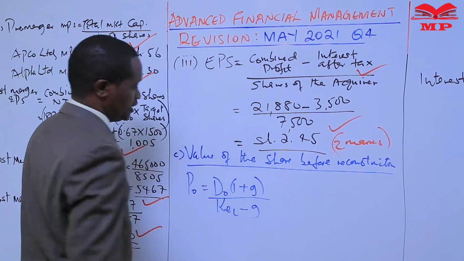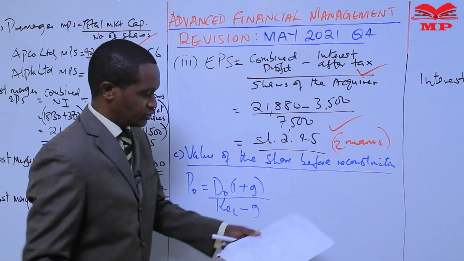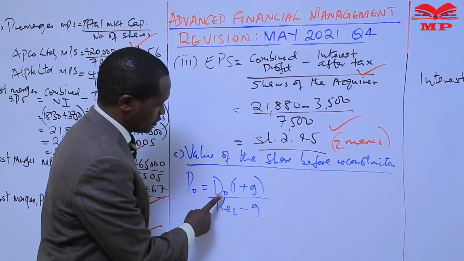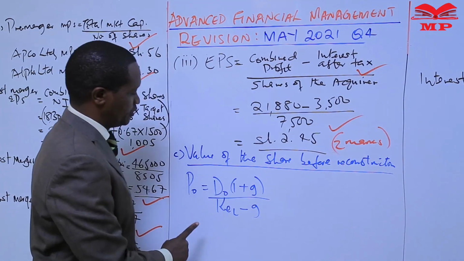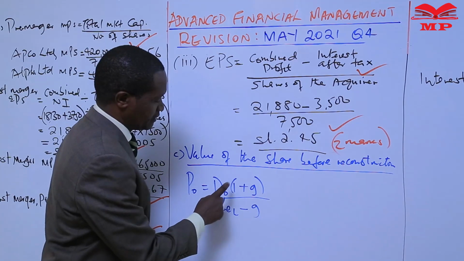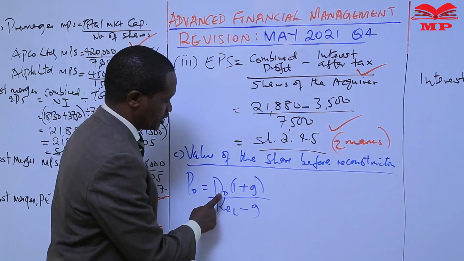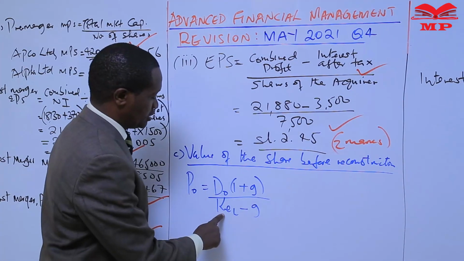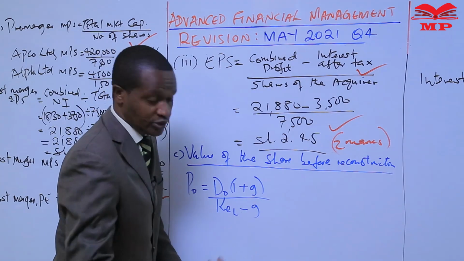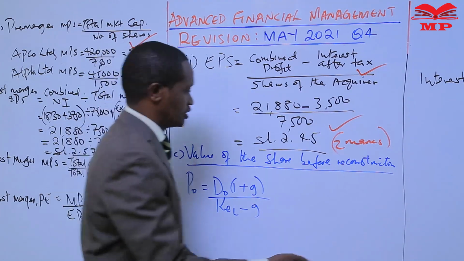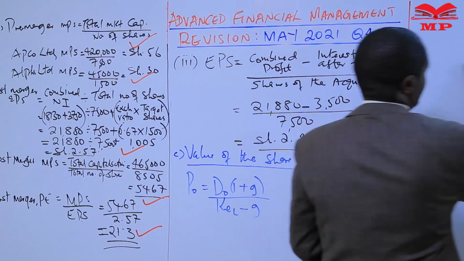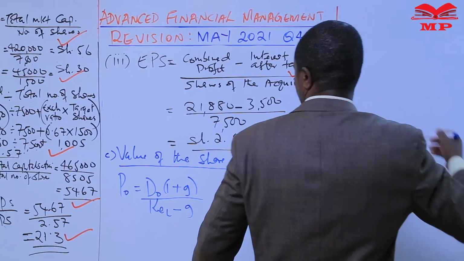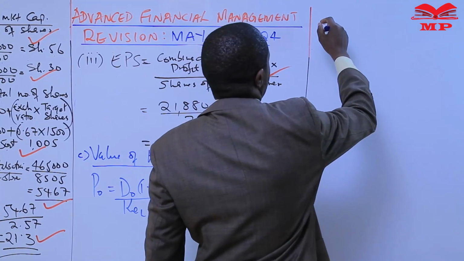So do we have these values in the question? No, we do not have these values. We need to work out these values beginning with dividend per share. D naught is dividend per share. G is the growth rate. We don't have the growth rate. The cost of equity for the levered firm, we do not have it. We will have to work it out. So let's work out those inputs. Let's begin with the dividend per share.